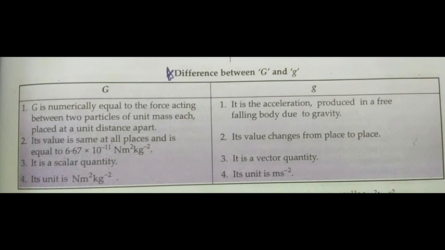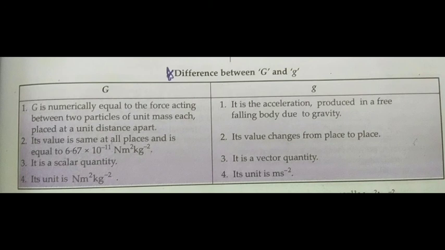due to gravity. First point, small g is the acceleration produced in a freely falling body due to gravity. Second point, capital G's value is the same at all places and is equal to 6.67 into 10 to the power minus 11 Newton meter square per kg square. Its value is equal in the whole universe.